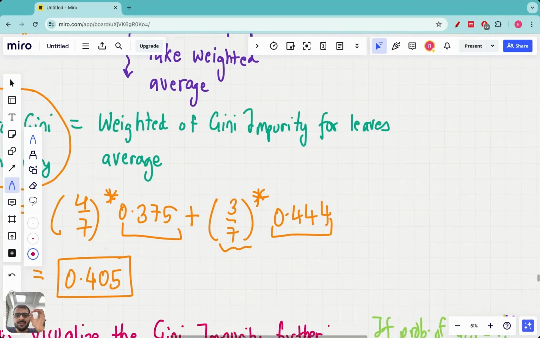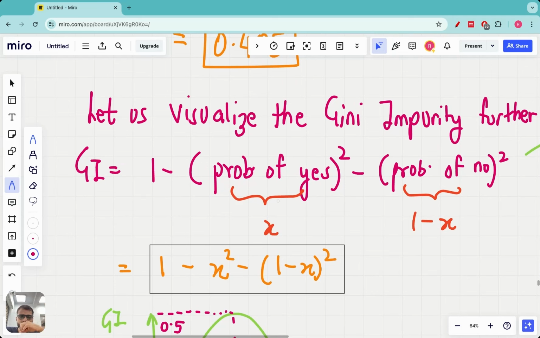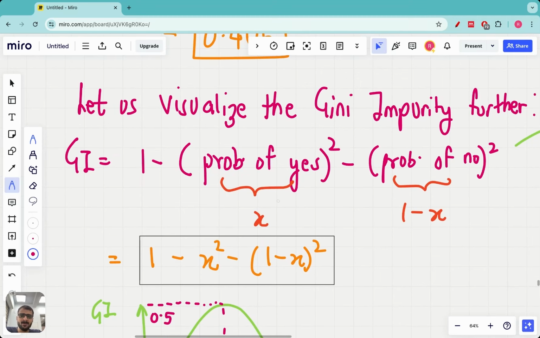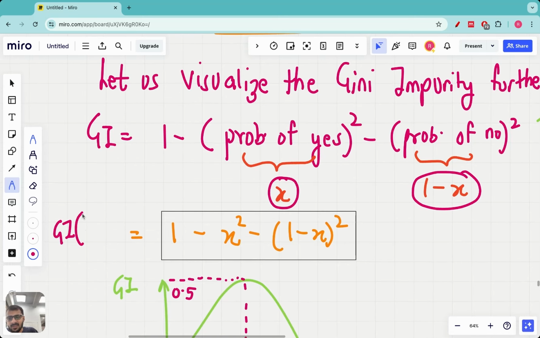And that's why if you look at the Gini impurity formula and plot it, you will see that the maximum Gini impurity is obtained for a probability of yes equal to 0.5 and probability of no equal to 0.5. Let's see how to do that. The Gini impurity is 1 minus P(yes) whole square minus P(no) whole square. So let me say the probability of yes is equal to x, then the probability of no will be 1 minus x. So the Gini impurity, as a function of x, will be 1 minus x whole square minus (1 minus x) whole square.